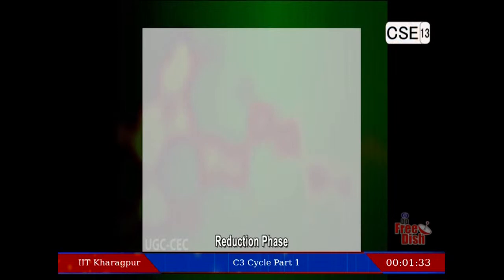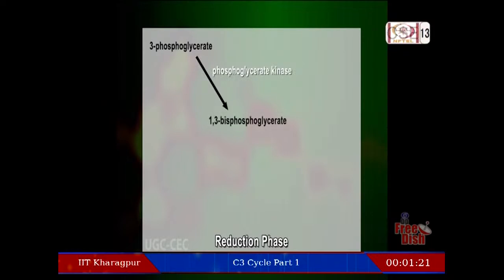In the reduction phase of the C3 cycle, the 3-phosphoglycerate formed as a result of the carboxylation of RuBP is phosphorylated to 1,3-bisphosphoglycerate, that's 1,3-BPGA. The enzyme 3-phosphoglycerate kinase catalyzes the phosphorylation of 3-PGA by ATP produced during the light reaction. Here it is to be noted that 2 molecules of 3-PGA are produced for every carbon dioxide that enters the cycle. So this step utilizes 2 ATP molecules per molecule of carbon dioxide fixed.